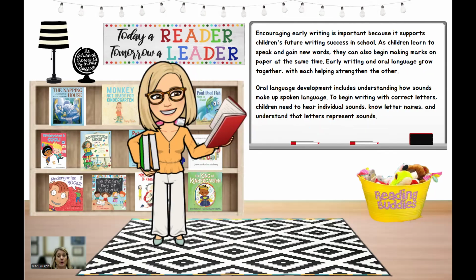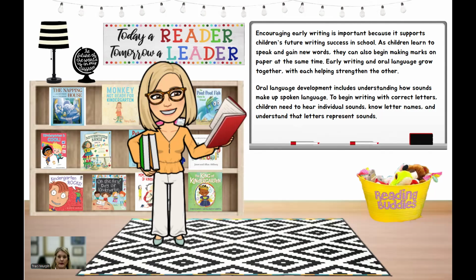Encouraging early writing is important because it supports children's future writing success in school. As children learn to speak and gain new words, they can also begin making marks on the paper at the same time. Early writing and oral language grow together, with each helping strengthen the other. It's kind of a thought of, if I can read it, I can write it, and if I can write it, I can read it, okay?